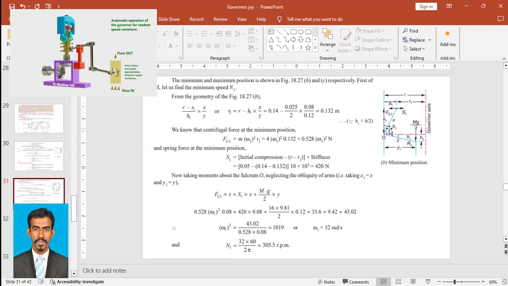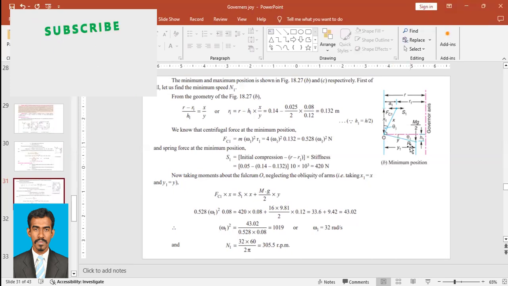Based on the geometry, we can see that a1 upon x is sine theta 1, opposite a1 upon hypotenuse x. Similarly, here also it's theta 1, opposite h1 upon hypotenuse y. Since both are theta 1, we can say a1 upon x is equal to h1 upon y.